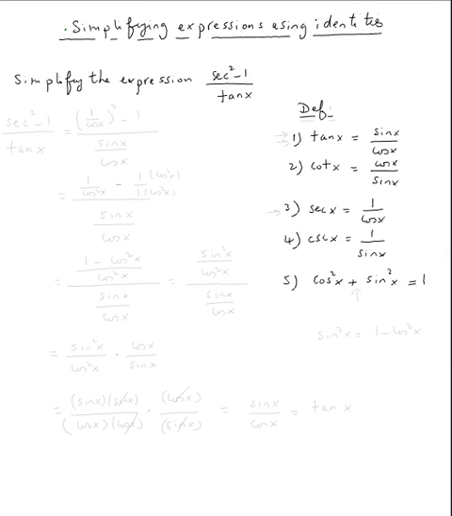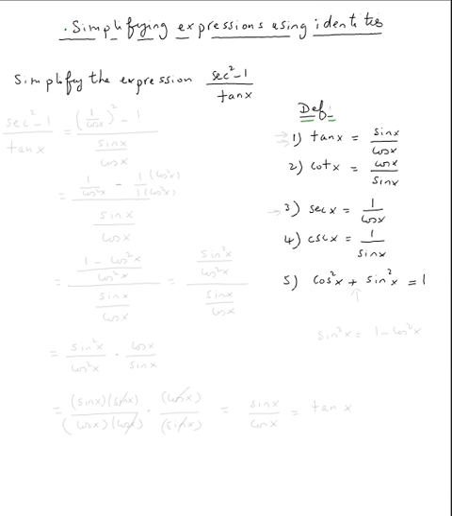The topic is simplifying expressions using fundamental identities. So let's do this example: simplifying the expression secant squared minus 1 over tangent of x. We have all these fundamental identities that we can use. So far, there's nothing that has secant squared minus 1.